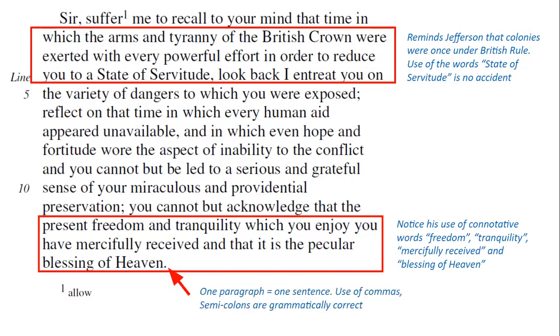And then last but not least, if you haven't noticed, Benjamin Banneker writes in very, very long sentences. Each one of these paragraphs is about one sentence long. His use of commas and semicolons are grammatically correct. Please do not assume that he's just willy-nilly throwing mud at a wall. He's not using run-on sentences. These are grammatically correct with perfect punctuation. And that says something about his intelligence, that he can expertly craft these long sentences.